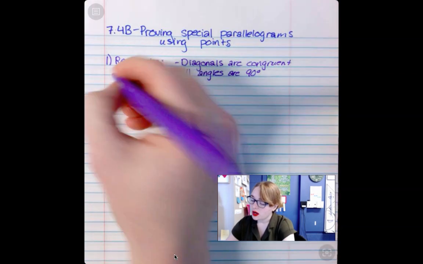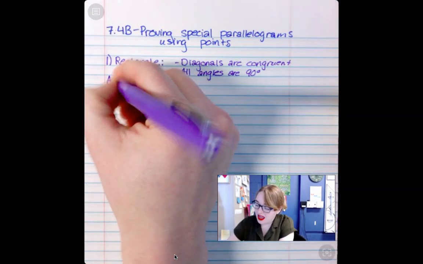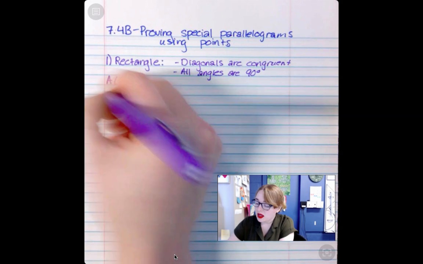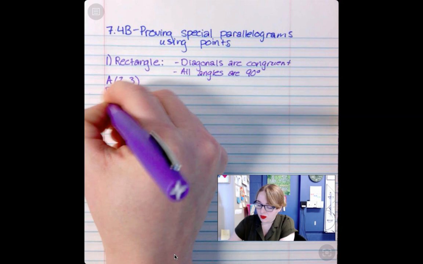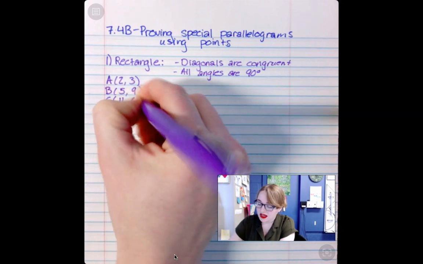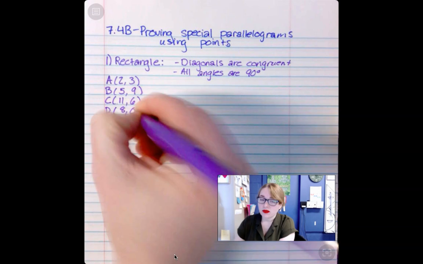Let me draw our points out here. So we have 4 points. We have point A at 2, 3. We have point B at 5, 9. We have point C at 11, 6. And we have point D at 8, 0.